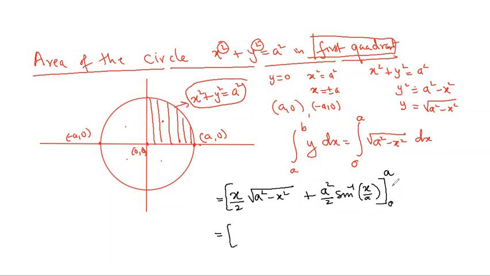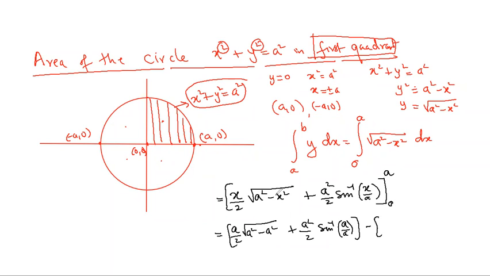Now replace the upper limit by a. So a by 2 into root of a square minus a square, so it will become 0. Plus a square by 2 into sine inverse a by a. Okay, I'll write a by a.